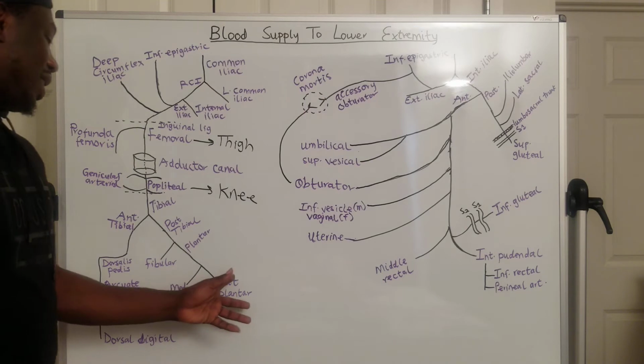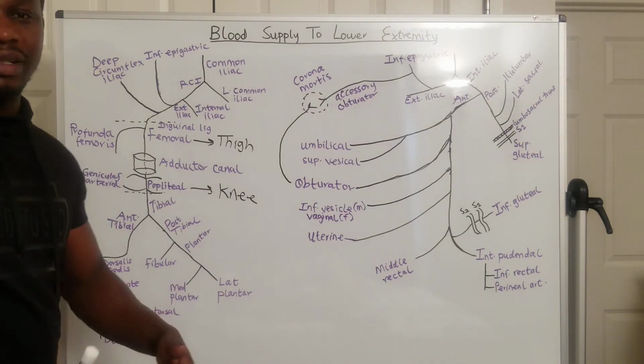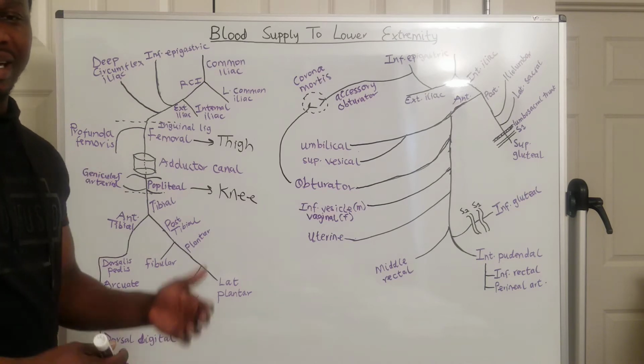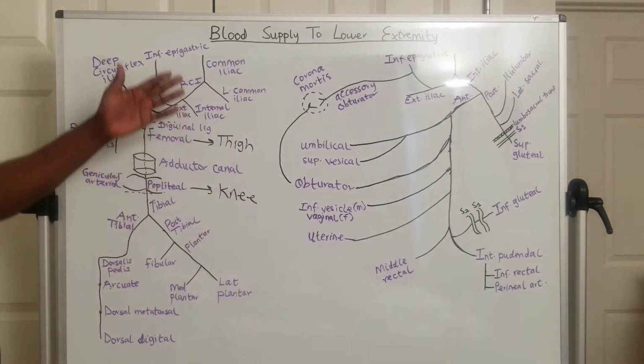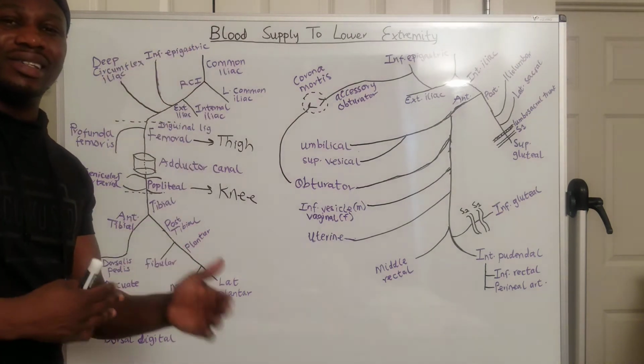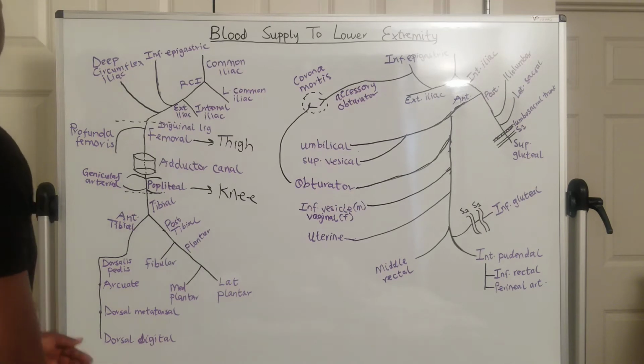The medial and lateral plantar will supply areas in the foot. I don't want to talk about where they are being supplied, because there are other lectures which talk in detail about these arteries. For now, I just want you to know where each artery is branching from and where each one is going.